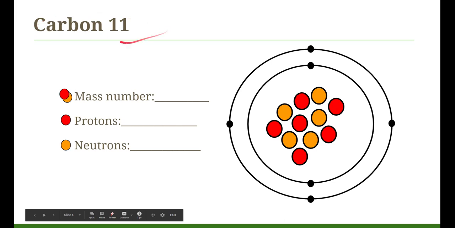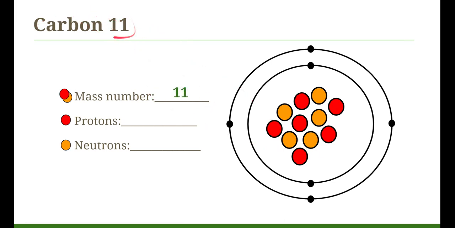So here is a carbon 11 atom, and a carbon 11 atom has a mass number of 11. That's what that 11 stands for. And if we look over here, there are 11 total particles in the inside of the nucleus. There are 6 protons, which are the red dots, and 5 orange ones. Now, carbon 12 is a little bit bigger for a mass number, but you'll notice that the protons are still 6. So the only difference between carbon 11 and 12 is that now there's another neutron.